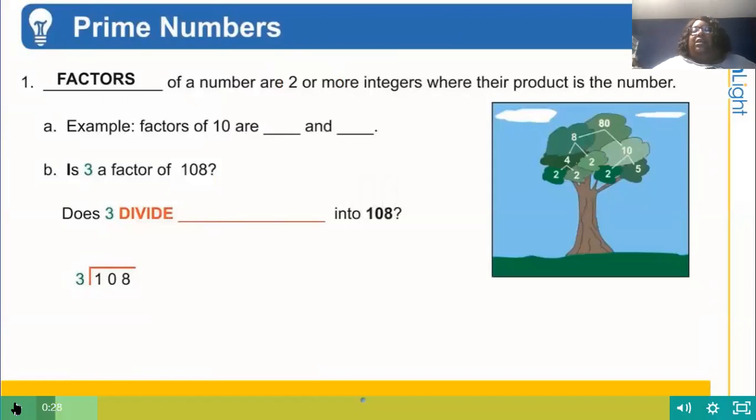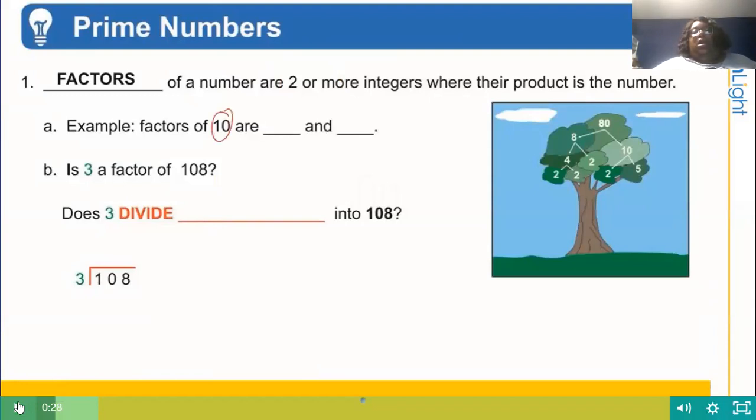Okay, so before we get into the number 10, I want to go over that new vocabulary word, integers. So integers is just a 6th grade, 7th grade word for number. Okay, it's two numbers that are multiplied to get their product.